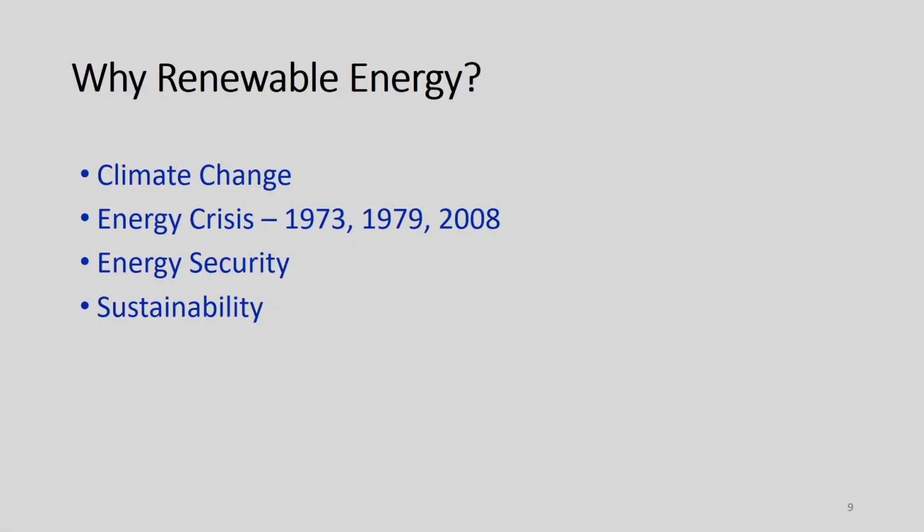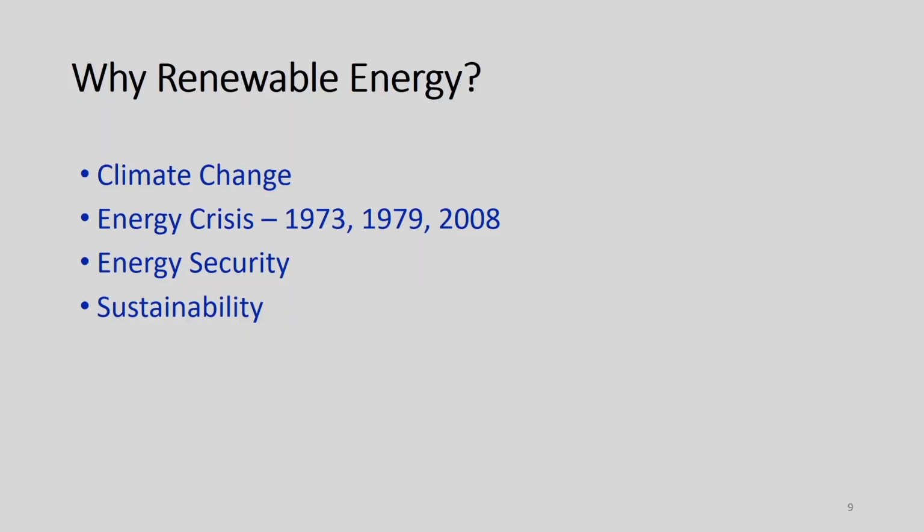So, why do you need renewable energy? Because of climate change, we need to do something about these climate change issues, and we know very clearly about the energy crisis. In 1973, the OPEC countries stopped providing oil to the other countries. They increased the oil price to a very high value. So, it was very difficult for the countries not producing oil to afford it.